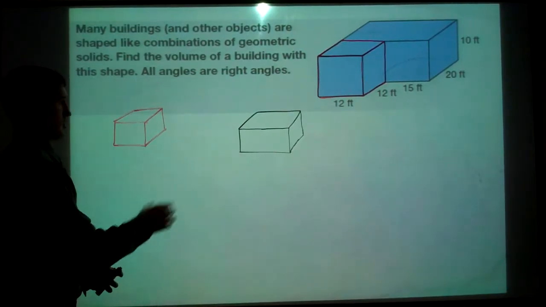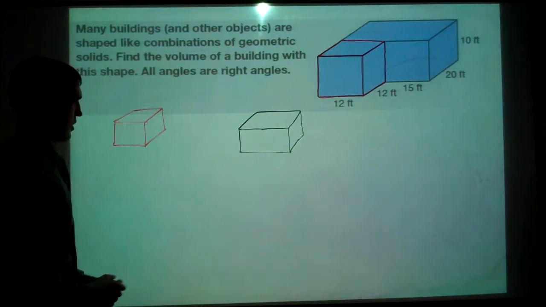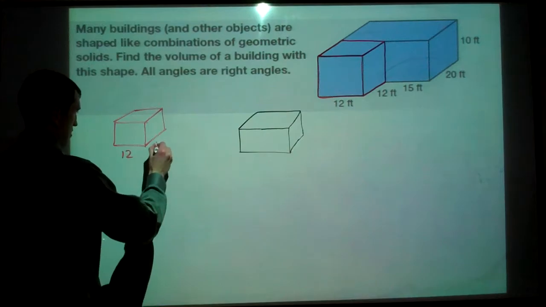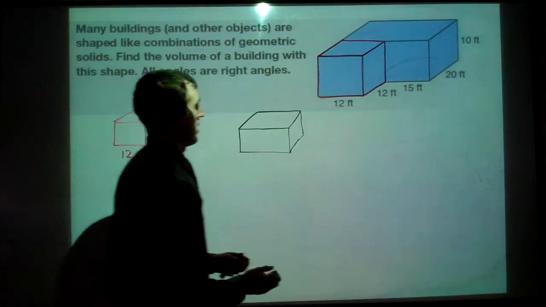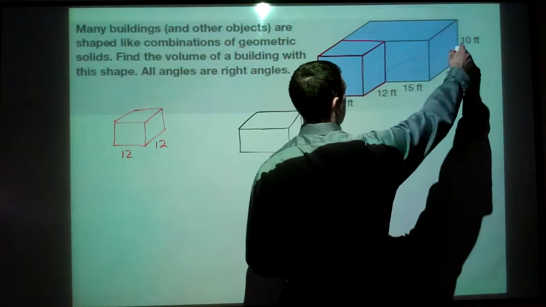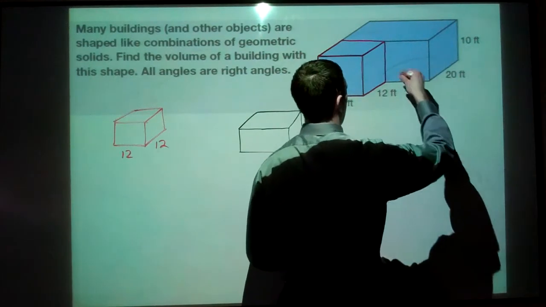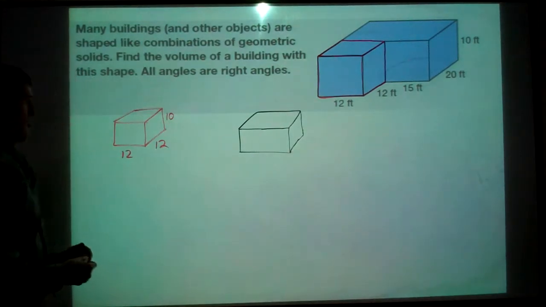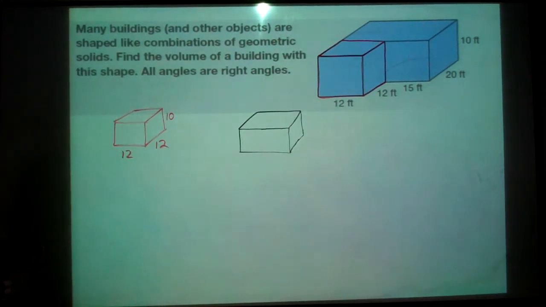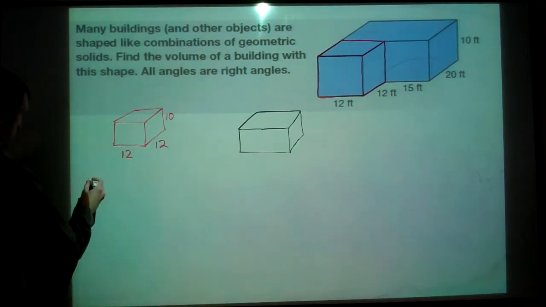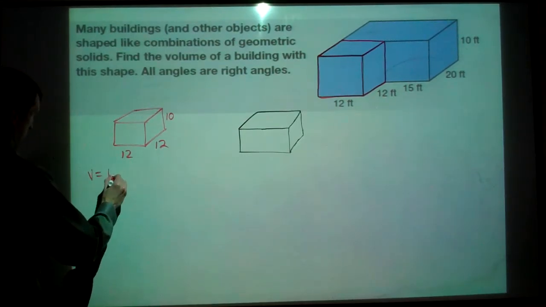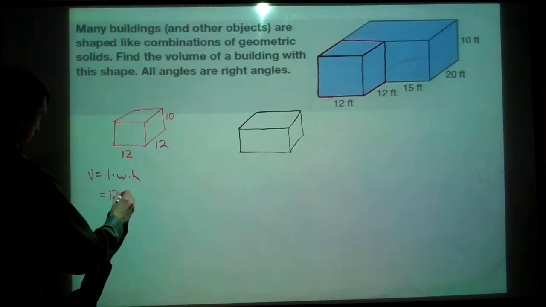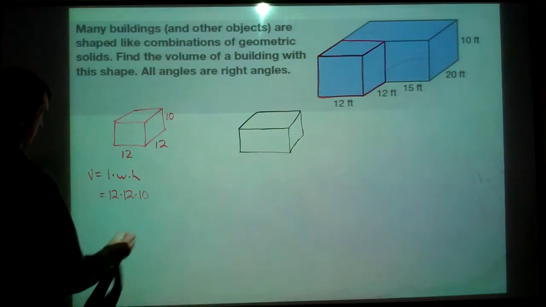Alright. Definitely not my best, but it looks okay. So let's figure out the red dimensions here. Looks like our base is a 12 by 12. And our height, this right here, is 10, because that shows us our height. Everything's the same height. So before we move on to the other prism, let's figure out the volume of this one. It's a prism, so volume equals length times width times height, 12 times 12 times 10.